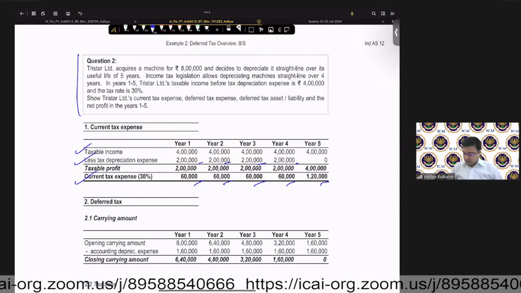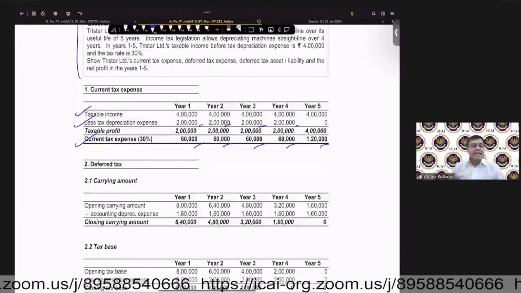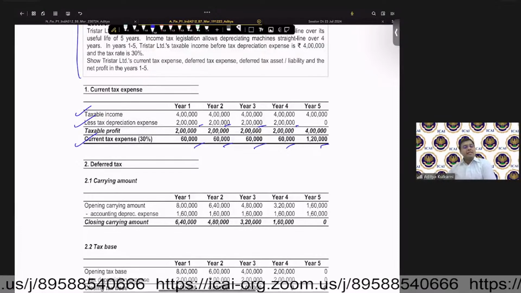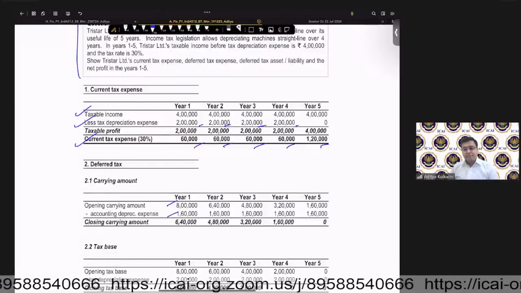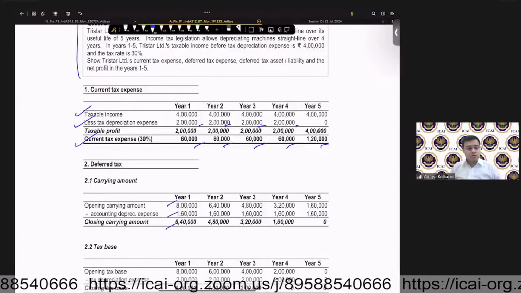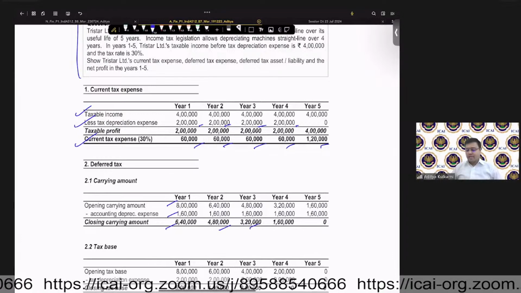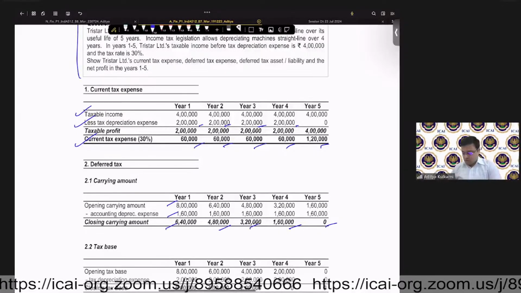Okay, coming next to deferred tax. What is the carrying amount of my asset? Carrying amount is essentially the value as per the books. So carrying amount minus depreciation expense gives you the closing carrying amount: 640, 480, 320, 1 lakh 60 and 0. So this is your carrying amount.